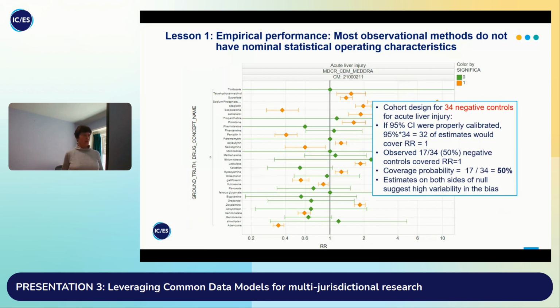So these are 34 negative controls, and we can look at the point estimates and we can look at the confidence interval. These are negative controls. So with a 95% confidence interval, 95% of these should cover a relative rate of 1.0, and yet half of them do not extend over the relative risk of 1.0. There's estimates on both sides of the null. It just shows huge variability in the observational methods. Next slide.